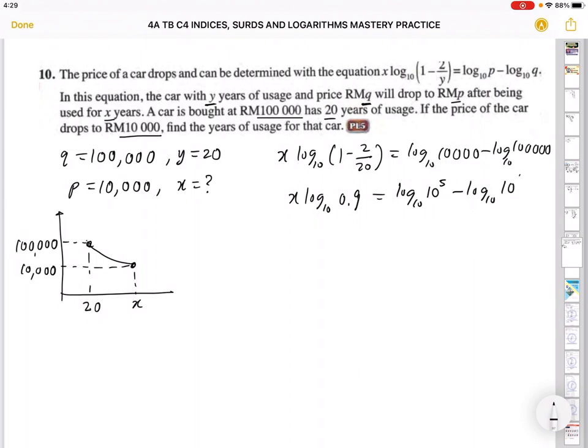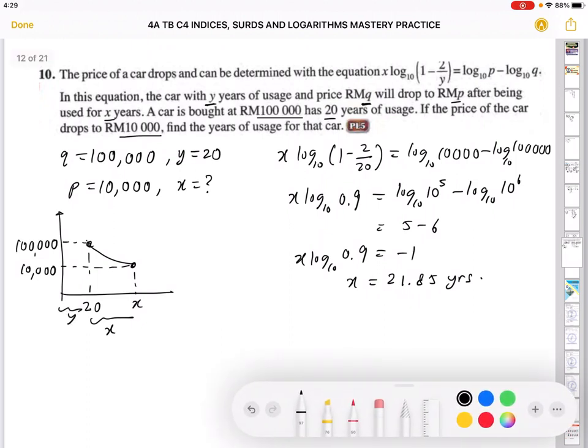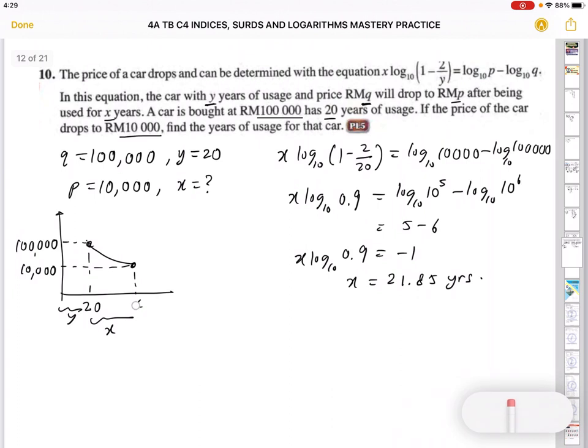So it's basically 4 minus 5, right? Log 10 of 10 power 4 is just 4. Log 10 of 10 power 5 is just 5, right? So 4 minus 5 is just -1. So x log 0.9 is -1. Use your calculator. -1 divided by log 0.9, you get 21.85 years. Okay, actually x is this. I shouldn't write x. Yeah, this is your y. That means you use it for another 21 years, the price will drop further to 10,000.